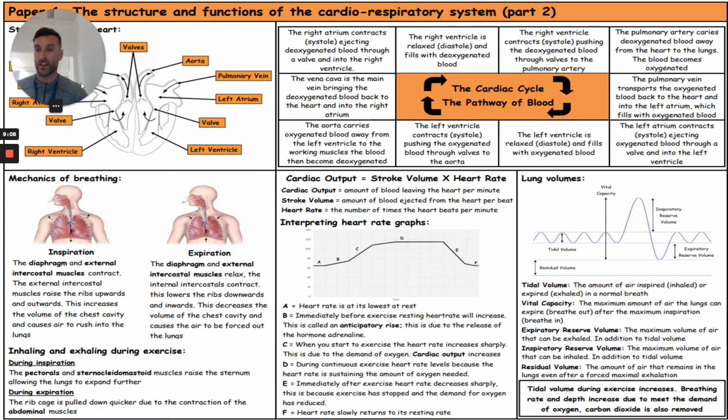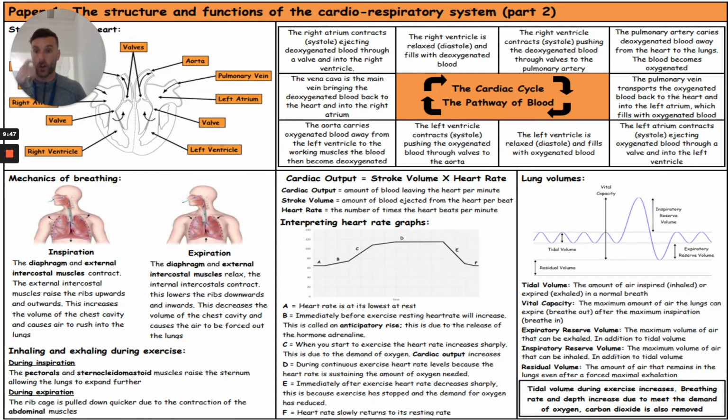We've got inspiration and expiration to know about. When we inspire, we breathe in, the diaphragm and external intercostal muscles contract, and by doing this they expand the rib cage. This increases the volume of the chest cavity and causes air to rush in from the atmosphere. Remember, air wants to travel from high pressure to low pressure. By expanding the lungs, we make the pressure lower than the atmosphere, so the atmospheric air wants to get in.